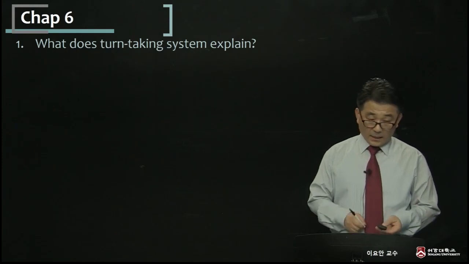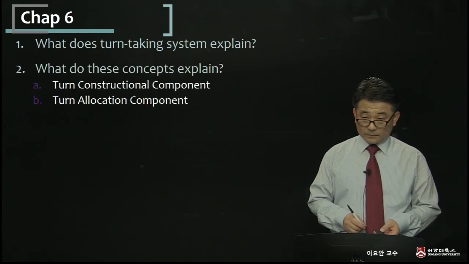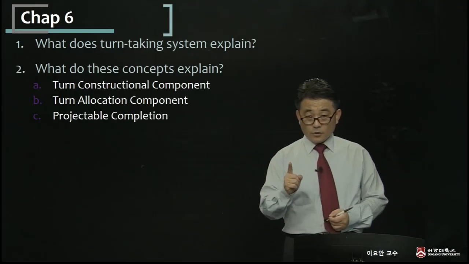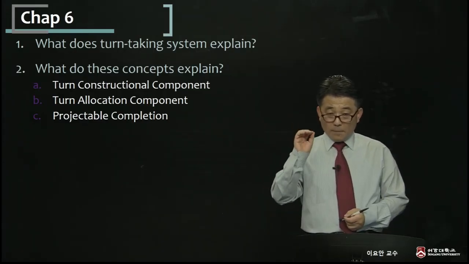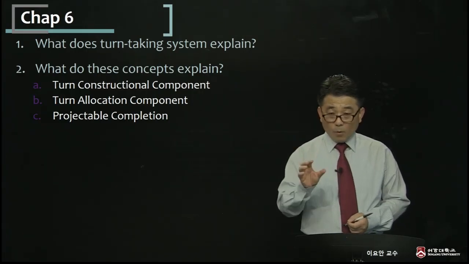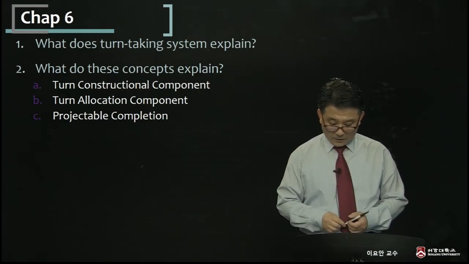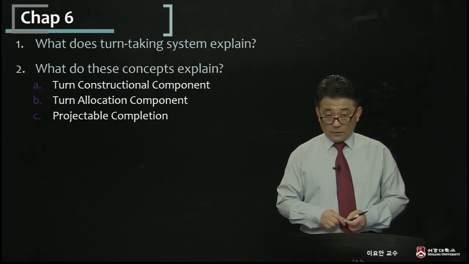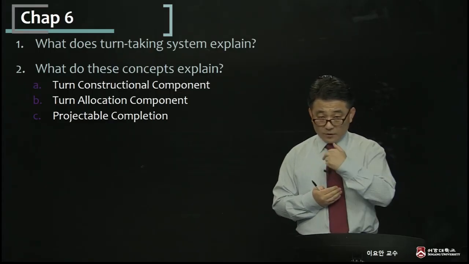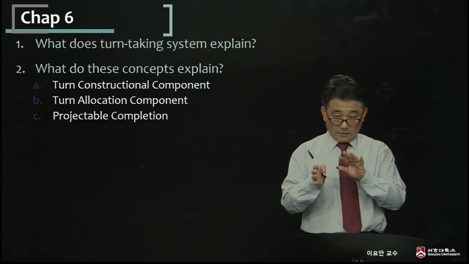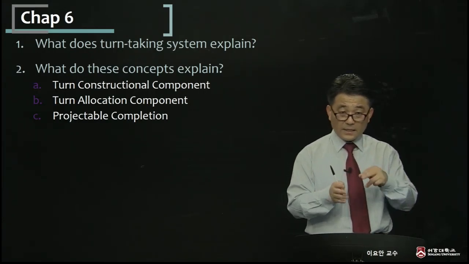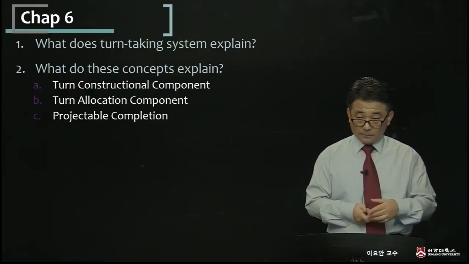Second, there are some key concepts in turn-taking. The first one is turn constructional component, meaning what makes a turn? What constitutes a turn? What is the component of a turn? Second one is turn allocation component. Once you have a turn, you have to allocate it. You have to give the turn to some people so that one person talks and then the turn is allocated to another person. Then that person talks, and so on and so on.